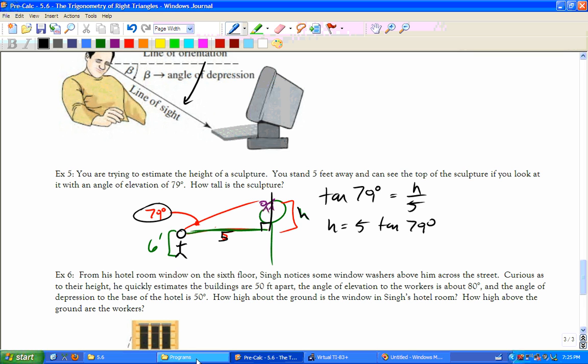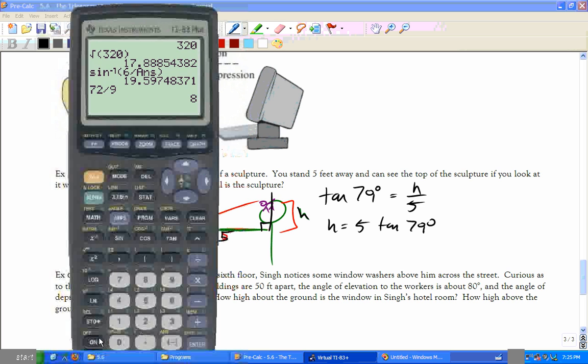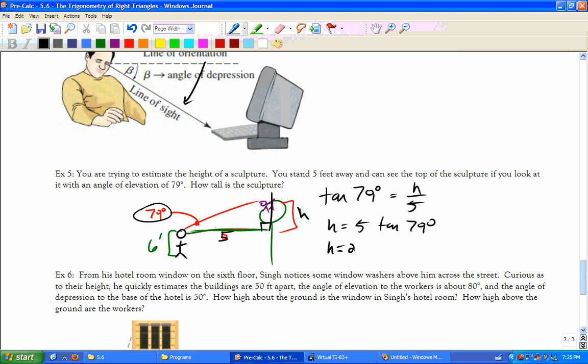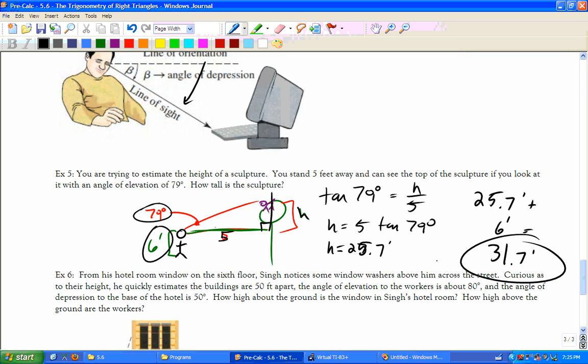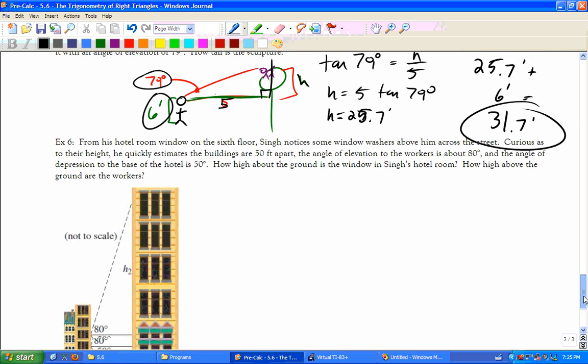We can type that into our calculator in order to help us figure it out. Here, my calculator's in degree mode, so I don't get anything goofy. And I'm going to hit 5 times the tangent of 79 degrees. When I enter that, it is 25.7 feet, but that's in addition to my 6 feet tall. So the total height would be 25.7 feet plus 6 feet, which equals a 31.7 foot sculpture of a cat in a tree.